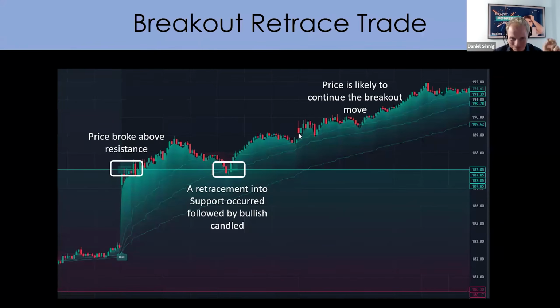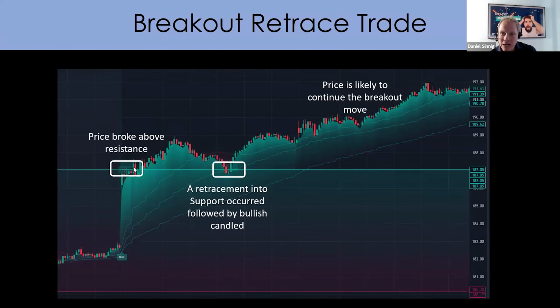And one more example, again, one of my favorite ones is the retrace trade. Here we have a zone that was broken. This resistance zone was broken to the upside. And I'm sure you've heard it all before. Resistance can become support, and support can become resistance. And this is exactly what we're seeing here. A resistance zone was broken. Price moved above this resistance zone.